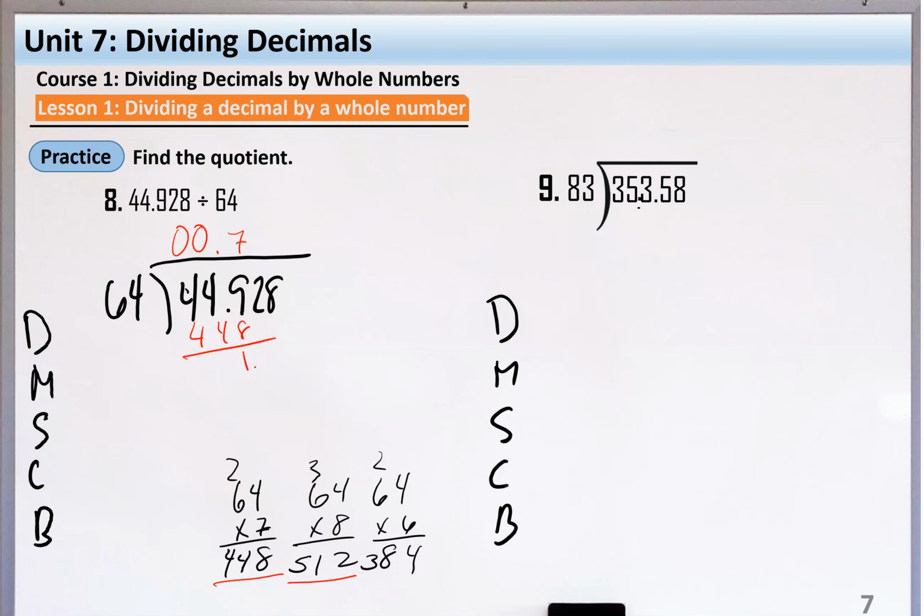I have 1 left over. Now be careful here. I bring down the 2. I cannot divide 64 into 12, so I have to put a 0 on top of the 2 and bring down my 8, and then that's 1,28. Don't forget that 0. Okay, so we're going to stop right here.